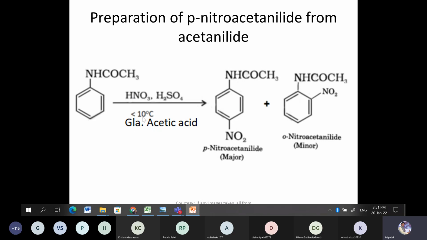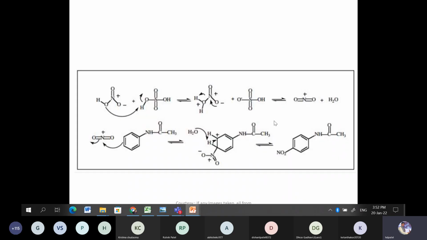Second, regarding the temperature, as I said, this group is a ring activating group. NHCOCH3 is a ring activating group, and that's why we require low temperature. Here another acid we have to use, that is acetic acid. The reason is that acetanilide is in solid form, and to dissolve this acetanilide we require acetic acid. With the support of the solvent we can prepare a homogeneous mixture and carry out the reaction.